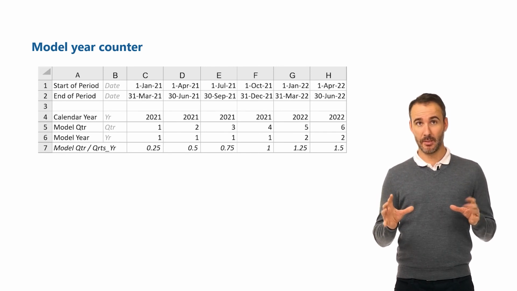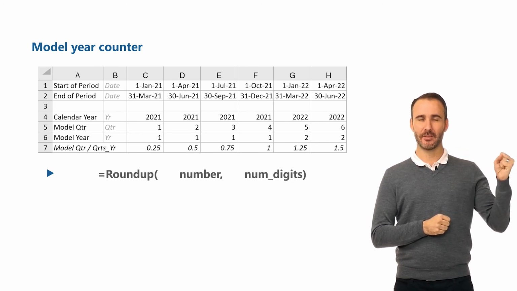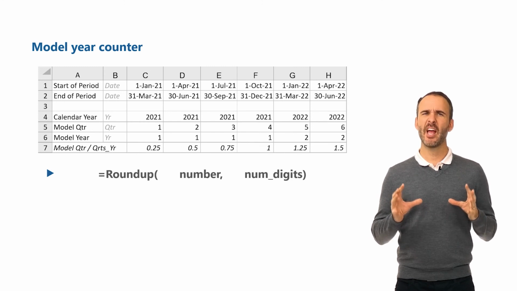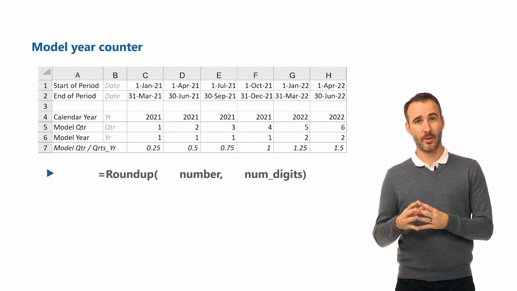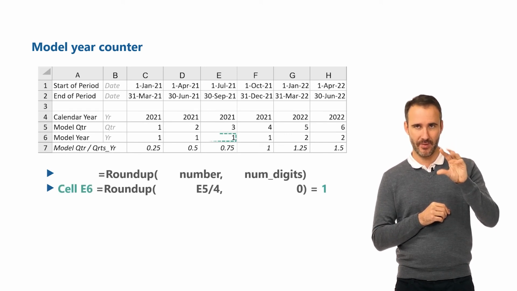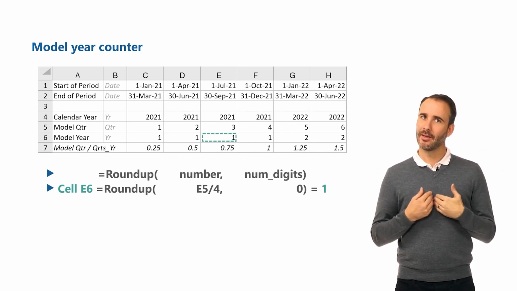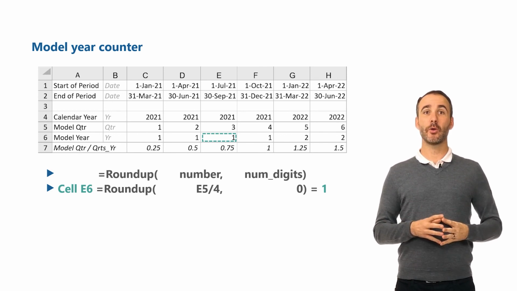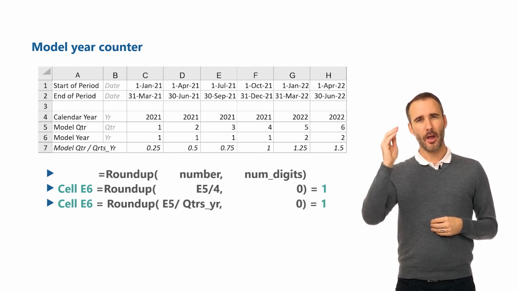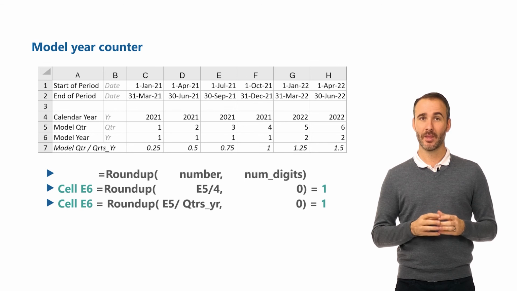The equation for ROUNDUP is simply ROUNDUP, open parentheses, number, comma, number of digits, close parenthesis. So in the 3rd quarter, as an example, the equation equals ROUNDUP(3 divided by 4, that's the 0.75, comma, 0). That rounds up to 1, the correct answer. Of course, though, we don't use hard code, so we replace this with ROUNDUP(model quarter divided by quarters per year, comma, 0). Quite challenging, but it's okay. We will do this together in class. Just come prepared to model.